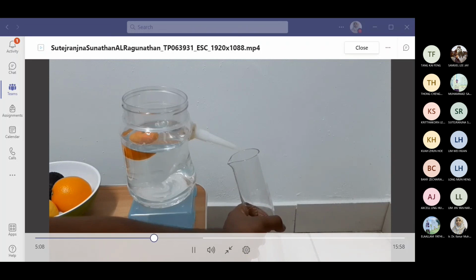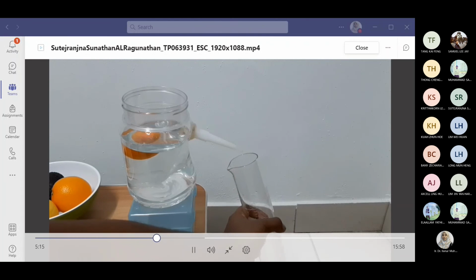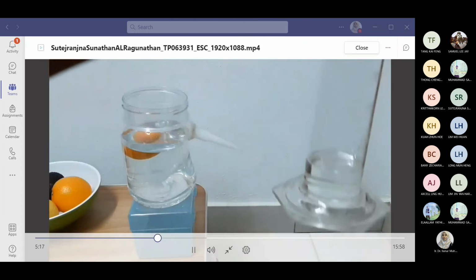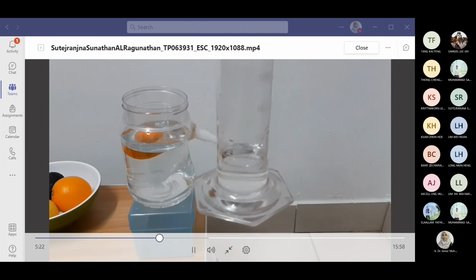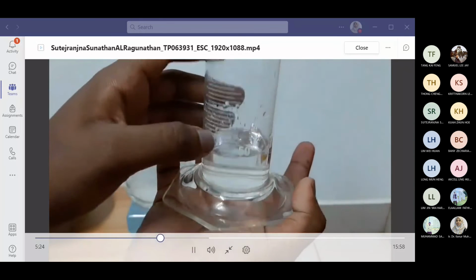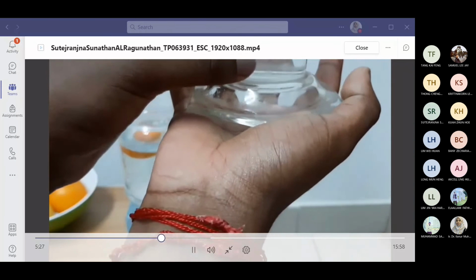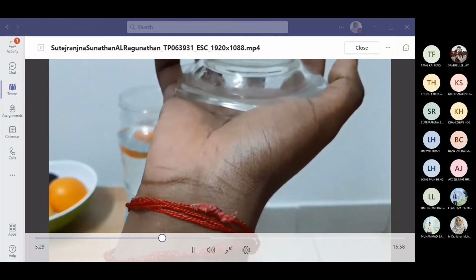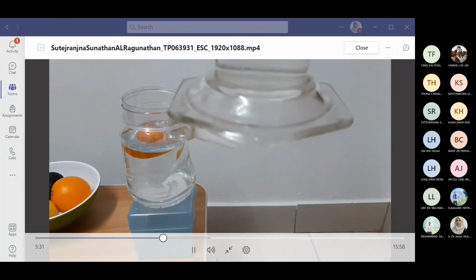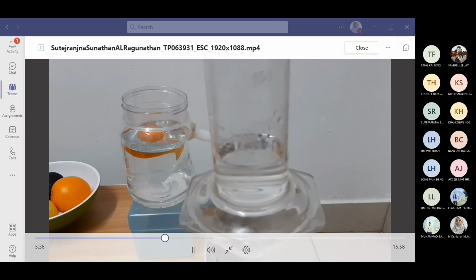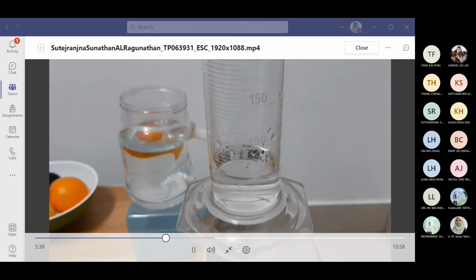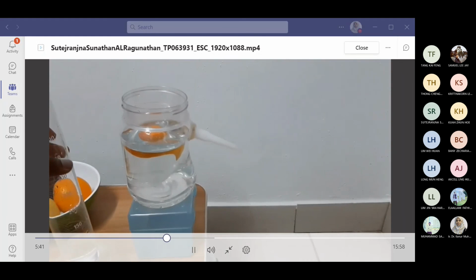Now, as you can see, there's no more water dripping into the measuring cylinder, and that is a sign that we can start measuring the volume of the liquid displaced. Now the reading shows exactly 50 ml, and since 1 ml is equivalent to 1 cm cube, 50 ml is equivalent to 50 cm cube.